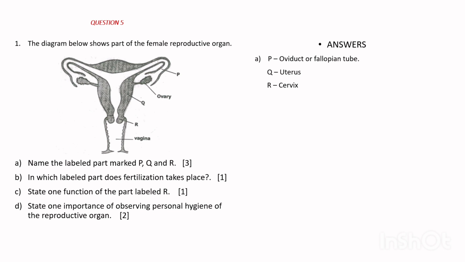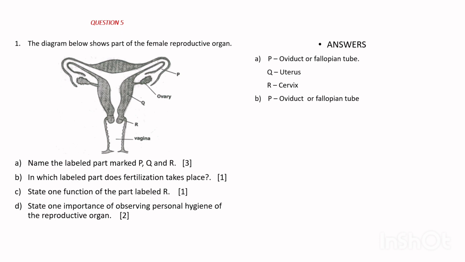So we have labeled part P, Q, and R, of which we also know the function of each. We move to question B. In which labeled part does fertilization take place? So they're just simply repeating the same questions over and over again. So fertilization takes place in part P, which is the oviduct, which is also called the fallopian tube.